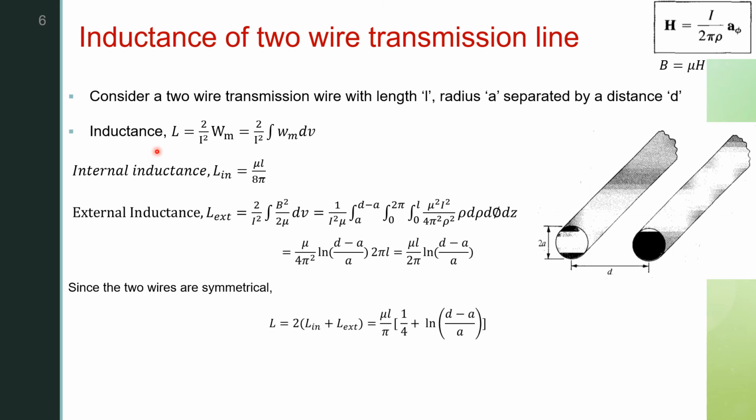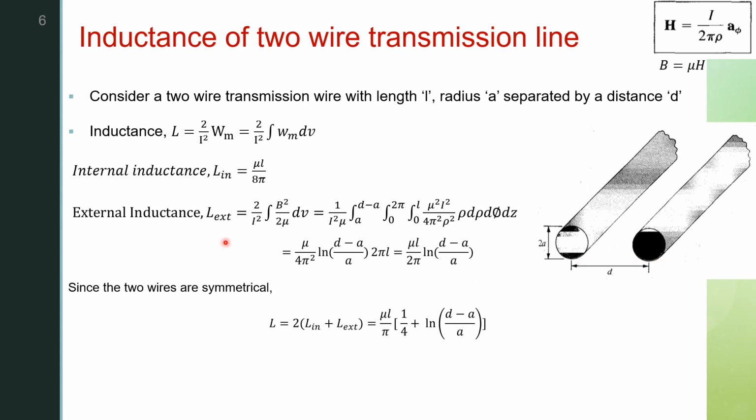So we know the basic expression for inductance L in terms of magnetic energy is equal to 2 by I square Wm. In terms of magnetostatic energy density, that is equal to 2 by I square times the volume integral of Wm dV. Just as we did before, we know the internal inductance of these conductors is equal to mu L by 8 pi. Just now we have derived it. Now, what is the external inductance? In the region from A to D minus A.